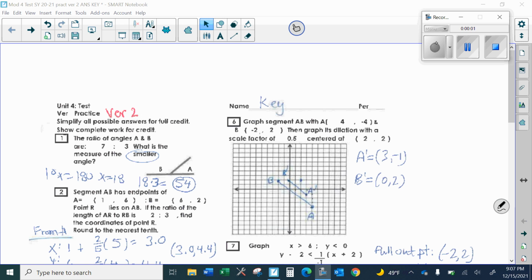Okay, students, let's go over your practice test, version 2 for this one. Number 1, the ratio of angles A and B are 7 to 3. What's the measure of the smaller angle?